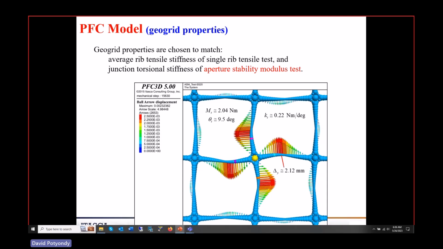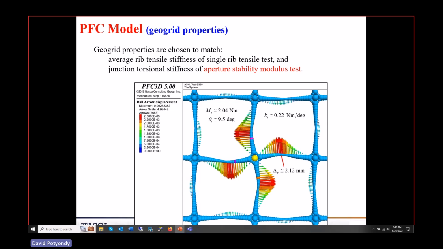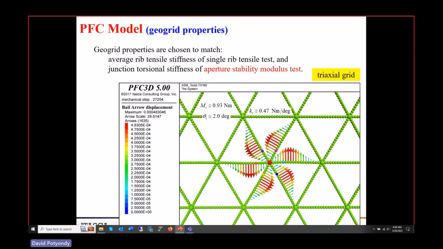This looks pretty cool. Notice we can do funky things in PFC. These are arrows at each ball, where the magnitude of the arrow relates to the magnitude, in this case, of displacement, and they're also colored by the magnitude of displacement. We're going to learn how to do all that stuff with PFC. So we did this and matched the rotational stiffness of the actual geogrid. We also did it for this other type of grid, and matched its rotational stiffness.